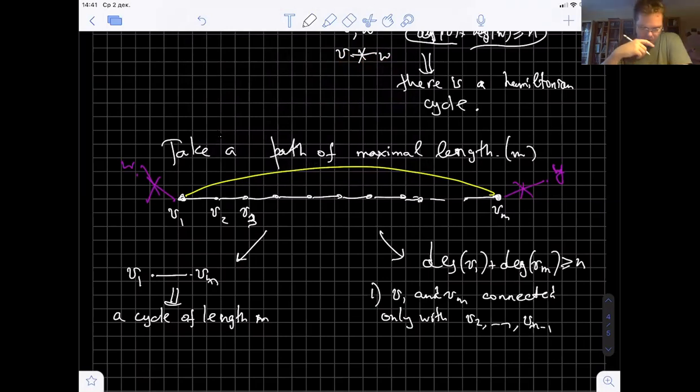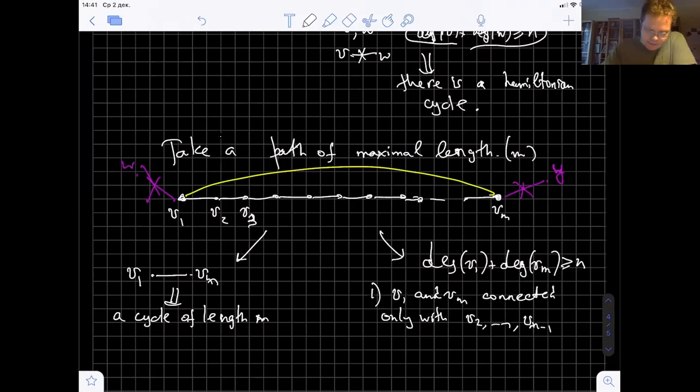So suppose, let's consider two different cases. First, I want to prove that we can build a cycle, and then I will prove that this cycle contains all the vertices. So how do we prove that we get a cycle?